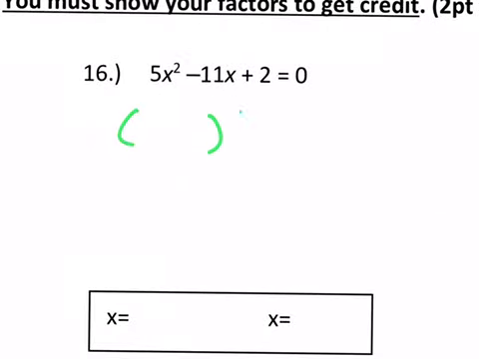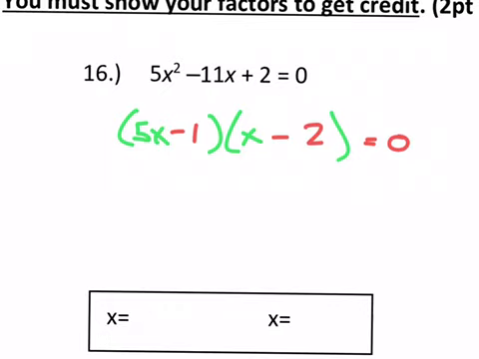This one here, I know it's going to start off 5x and x. Only factors of 2 are 1 and 2. I also see, again, this will be a double negative situation. Need my 2 here, my 1 here.